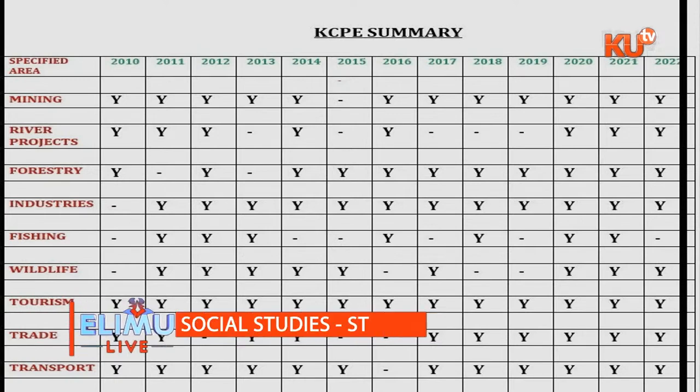Look at wildlife. Wildlife in 2010 did not come. In 2016, that question did not come. In 2018 and 19 did not come. From 2020 to 2022, a question on wildlife has been coming. What does it tell you?